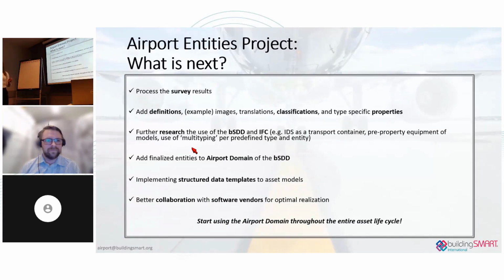It allows you to also add definitions so that when we're talking about a runway, are we all talking about the same runway? Because we don't want an airport in China to have a different definition about a runway than Schiphol does, for example. And if we do, then we have to see, are they still the same object that we're talking about? But we also want to add example images. We want to translate it so it's accessible for everyone. We want to add classifications and type-specific properties so that we're all talking about the same objects.